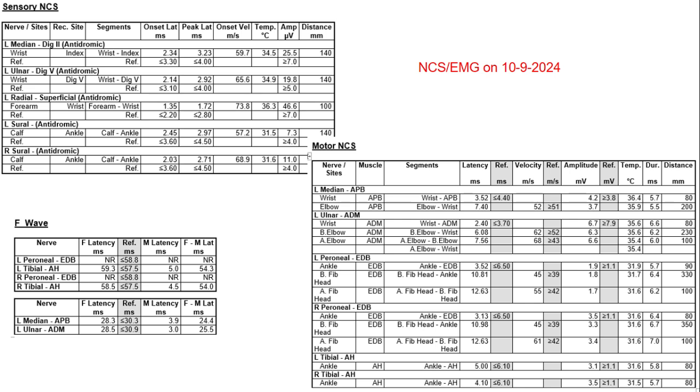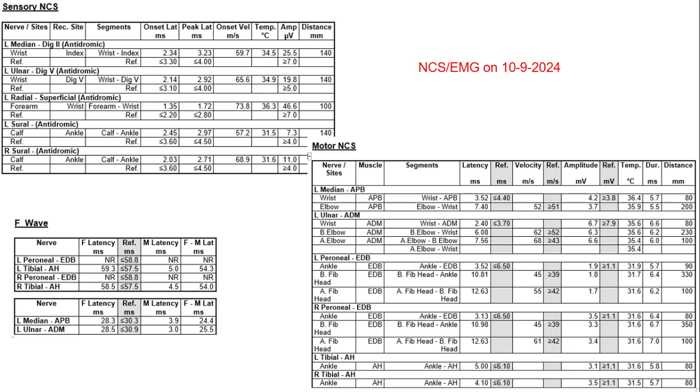So the only abnormality is that the left ulnar amps are slightly low. So when you look at an abnormality, you always question, is it technical or is it truly low? So look at the temperature. Temperature is normal, appropriate for the study. So the technical temperature factor is out.